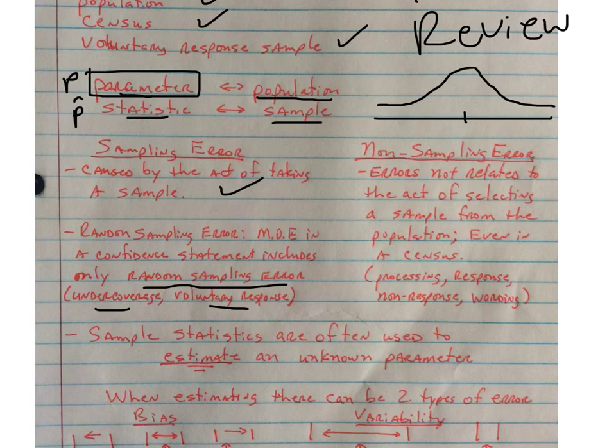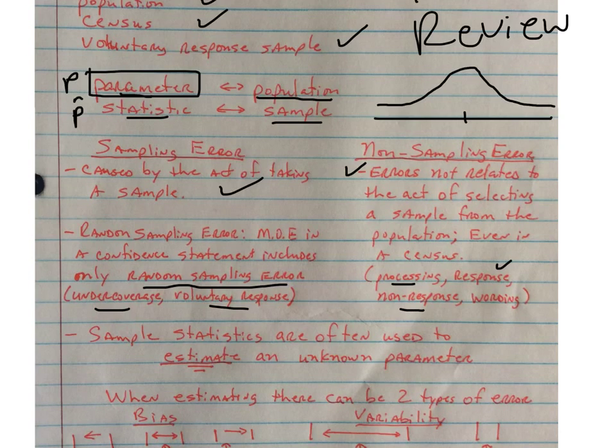Okay. Now, as far as non-sampling errors, these are errors that are not related to the act of selecting a sample from the population, and that's even in a census. Some errors could be the processing error, whenever they're inputting the data into a computer. Maybe the response. Maybe people tend to lie when put in situations where they don't want to look stupid, or they don't want to be embarrassed.